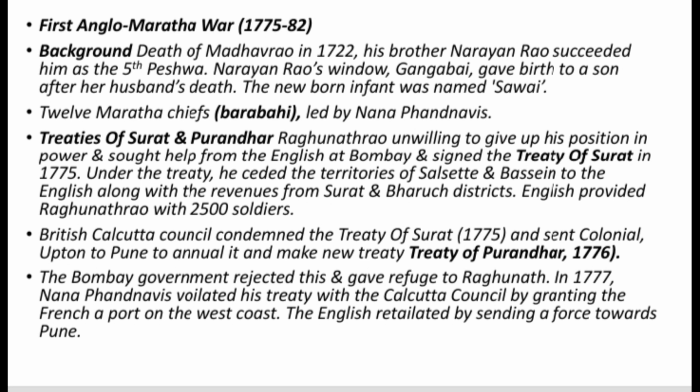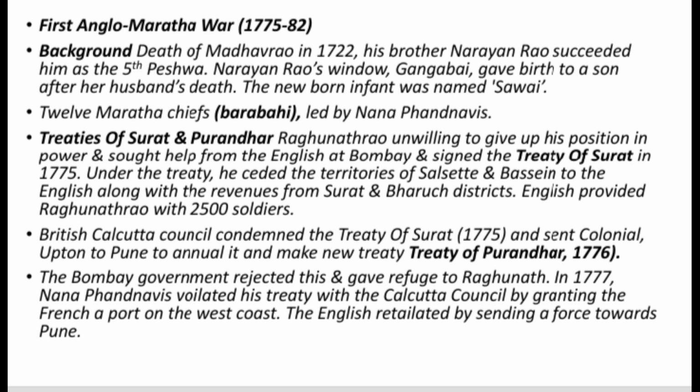First of all, we will know the background. After the death of Madhavrao in 1772, his brother Narayan Rao succeeded him as the fifth Peshwa. However, Narayan Rao's uncle Raghunath Rao had his nephew assassinated and named himself the next Peshwa, though he was not a legal heir. Then Narayan Rao's widow Gangabai gave birth to a son. After her husband's death, the newborn infant was named Sawai Madhavrao, and he was legally the next Peshwa. Twelve Maratha chiefs, led by Barbhai and Nana Phadnavis, made an effort to name the infant as the new Peshwa and rule for him as regents.